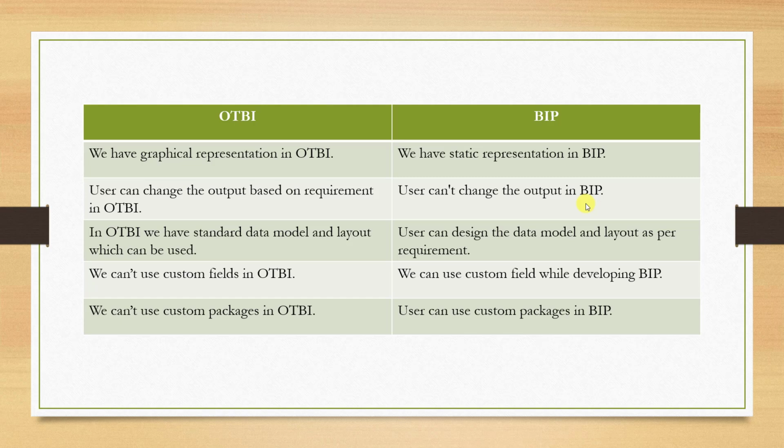The third difference is that in OTBI we have standard data models and layouts. We just have to drag and drop the objects or column names that we need. We can't write any query. But in BIP we have to design the data model, by writing different types of queries, and we can create our layout as well by using different templates: RTF template, Excel template, eText template. So we have multiple template types, and based upon the template type we can design the layout.